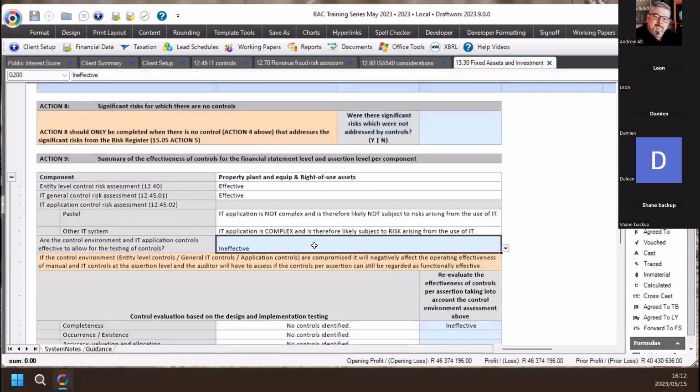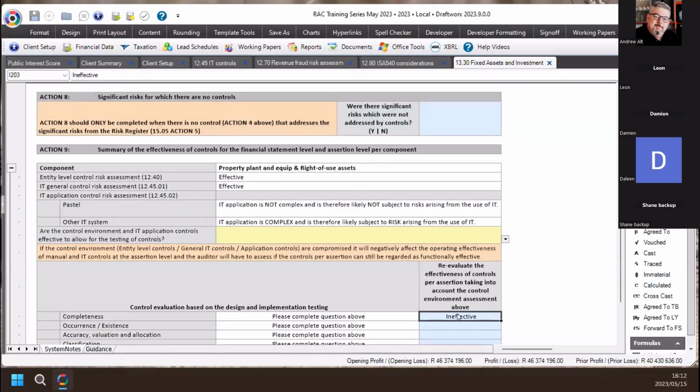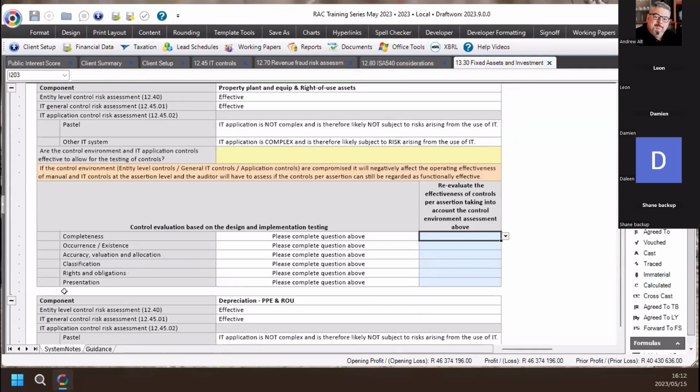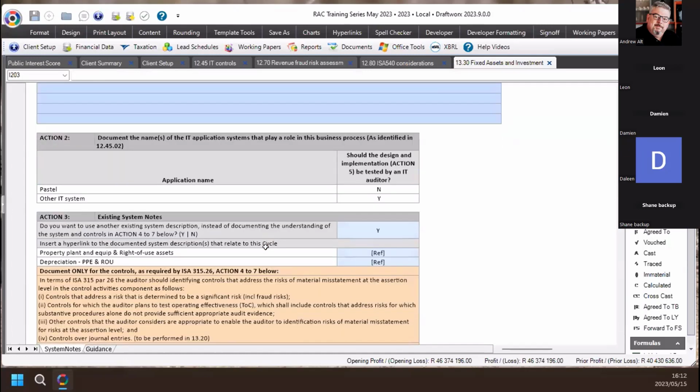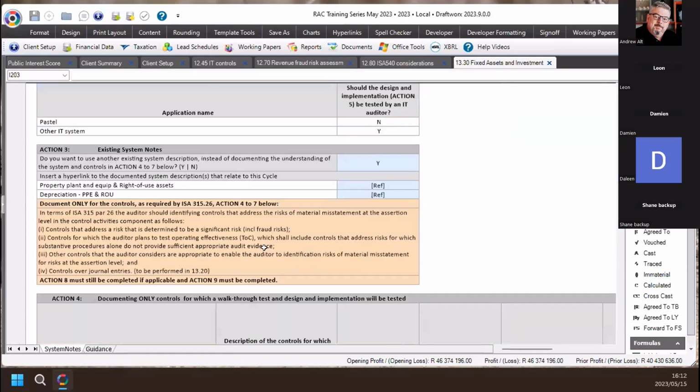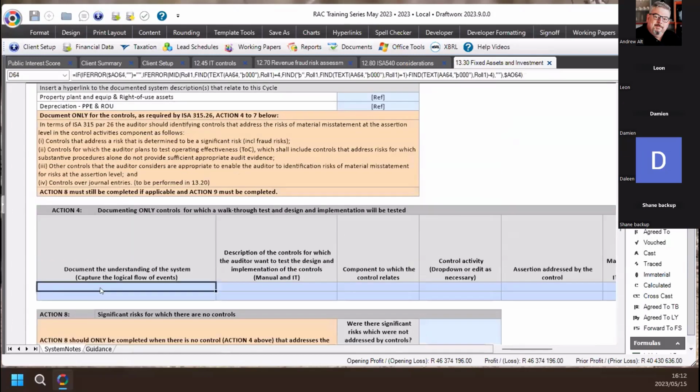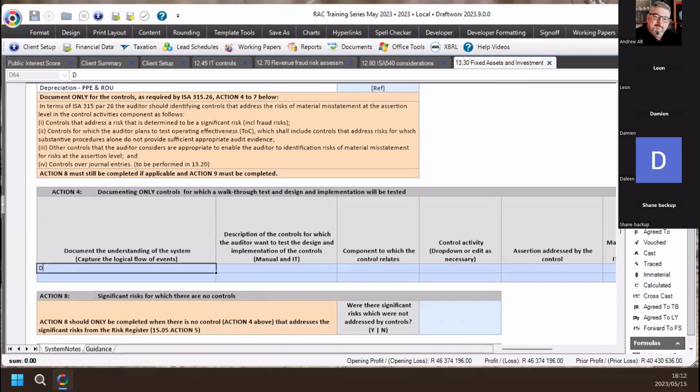Let's say I do want to consider testing some controls in the PPE section. What do I now need to do? I need to go and start with, sorry, scrolling a bit too quickly here, document the control. I'm going to say this is for completeness of PPE. Okay.